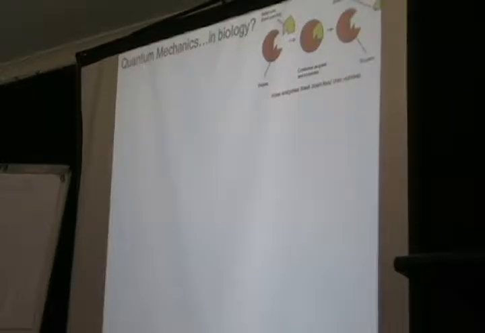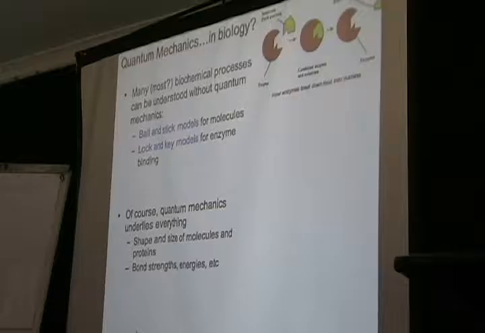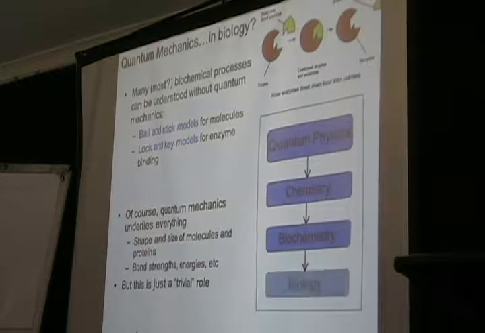So first question is quantum mechanics in biology. Many, if not most, biochemical processes can be understood without quantum mechanics. We can do very well with ball and stick models, lock and key models for enzyme binding. And of course, quantum mechanics ultimately underlies all this, but we don't really need to understand the quantum mechanics any more than you need to understand electricity to use a telephone. The biology is kind of shielded from the quantum physics by the chemistry.